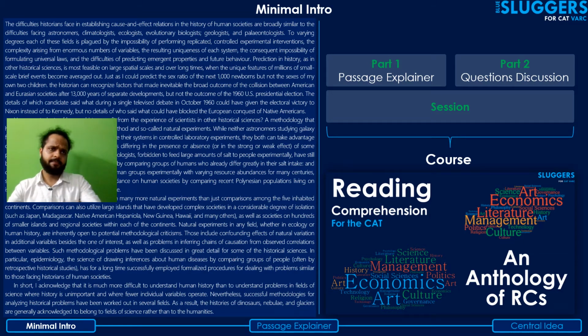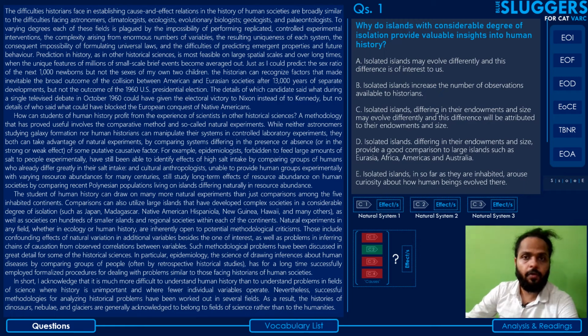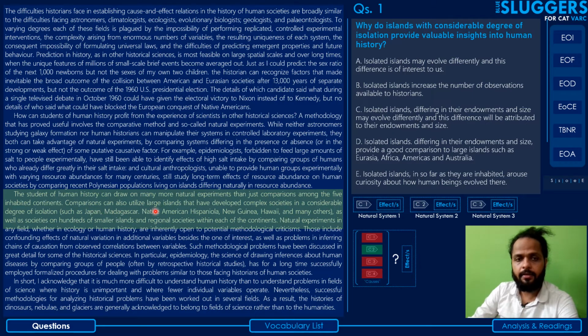Let's start. Question 1. Why do islands with considerable degree of isolation provide valuable insights into human history? The apt point of reference for this is here, where the author notes comparisons can utilize large islands that have developed complex societies in a considerable degree of isolation, and then he goes on to list those islands. So what we're looking for here is why do islands with considerable degree of isolation provide valuable insights into human history? Let's look at the options one by one.